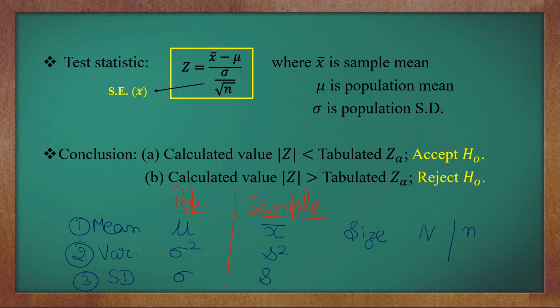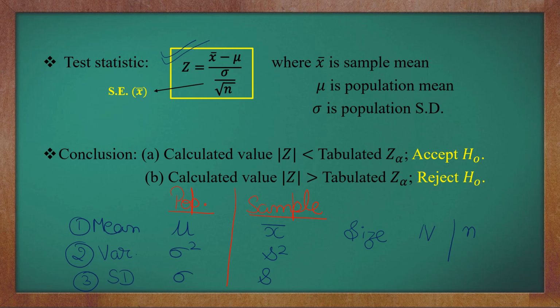These points should be clear in your mind, because if you're applying any formula, Z test or T test, it should be very clear what is the population mean, what is the sample mean, what is the population standard deviation, and what is the sample standard deviation. Now you can see in this formula, Z equals X bar minus mu upon sigma by root n.